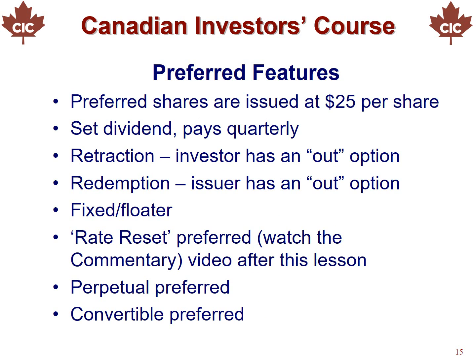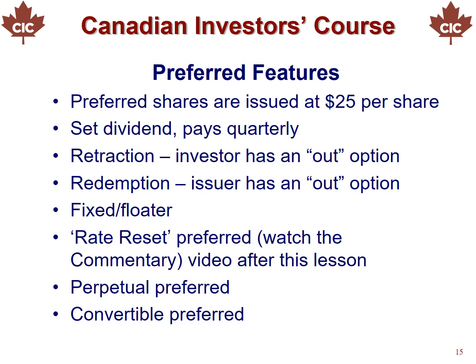So here are some examples of preferred share features. First of all, the preferred shares are issued at $25. They have a set dividend, pays quarterly. So some of the preferred features, you could have retractable bonds where the investor has an out. You could have redeemable bonds where the issuer has an out. There are fixed floaters. There are rate reset preferreds, very popular today.